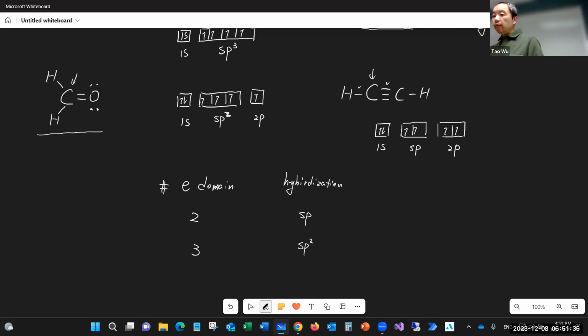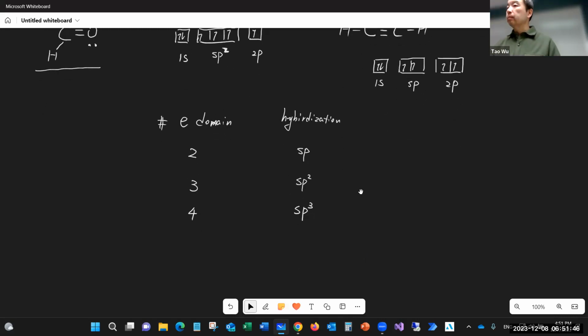And then if we have a 4 electron domain, then that's going to be sp3 hybridization. And then we have 2 more to go. Based on the geometry, we have a 5 electron domain and a 6 electron domain, right? Then you can think about it. sp3 is already the maximum to hybridize the s orbital and the p orbital.